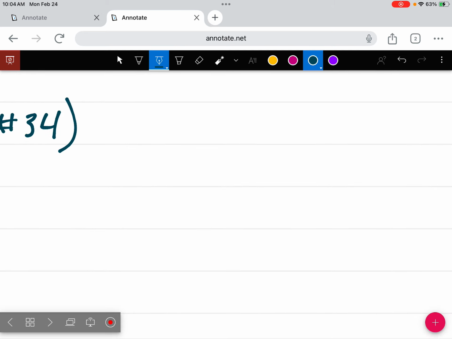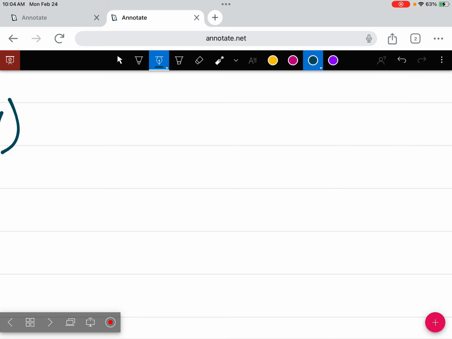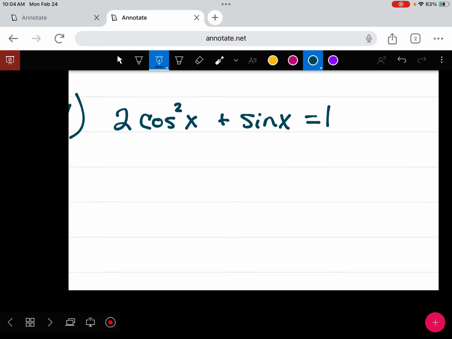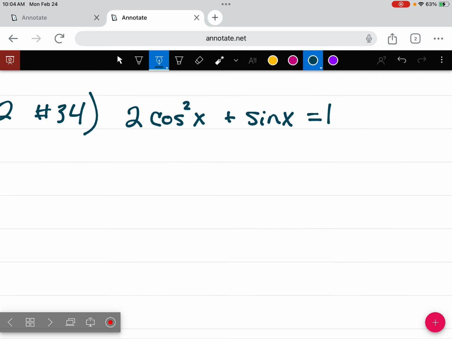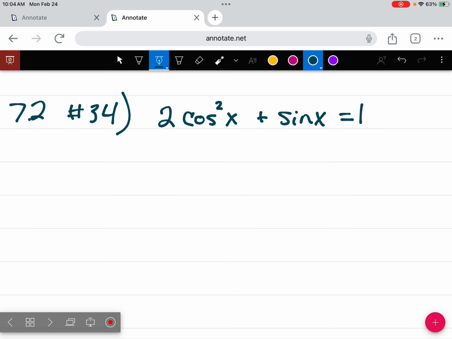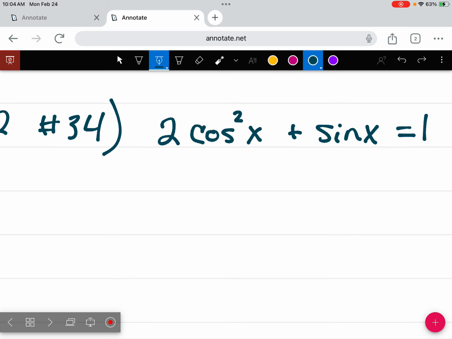That's a good one. So this is 2 cosine squared x plus sine x equals 1. And this is another one in the find alls. So I'll put that up here. So this is find all, not just on the unit circle. So we're finding all possible solutions.